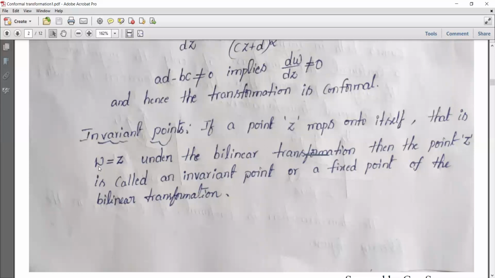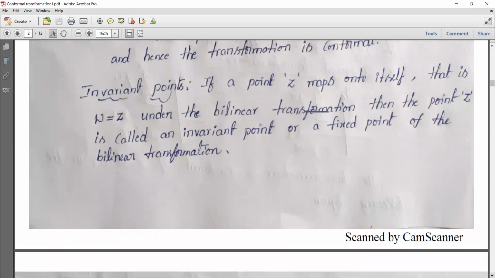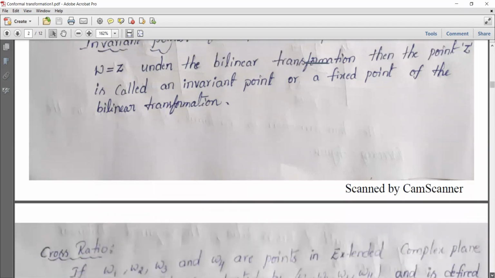So that is W is equal to Z. I will explain how to find invariant points through one problem. Remember, a point Z is invariant if it maps onto itself under the bilinear transformation. Once again, I'll recall the same definition when we start to find the invariant points.